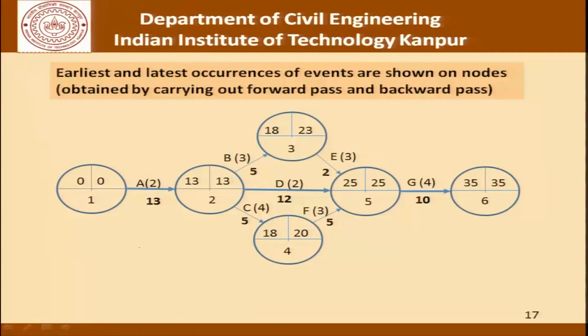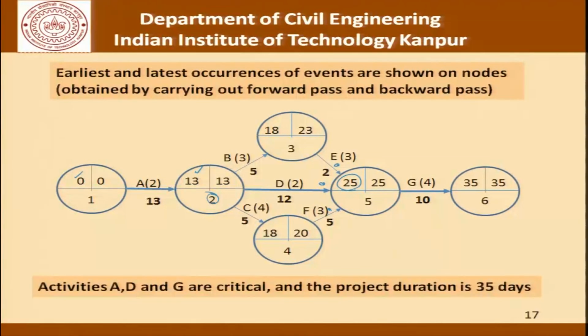So, the earliest and latest occurrences of the events are shown in the nodes, and they have been obtained by the forward pass and the backward pass. I am sure you know how to do it. A can start at 0, and therefore, this node here, which is node 2, the earliest it can be reached is 13. This node 5 can be reached earliest depending upon the maximum of these 3 nodes which are converging on this, and so on. So, we find out that activities A, D and G are critical, and the project duration is 35 days.